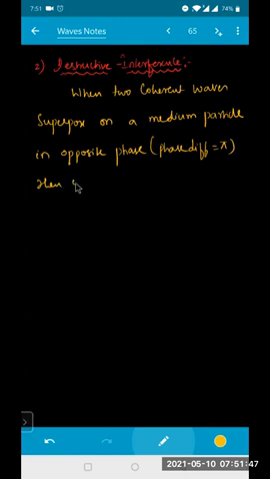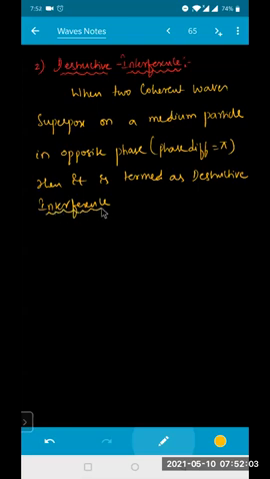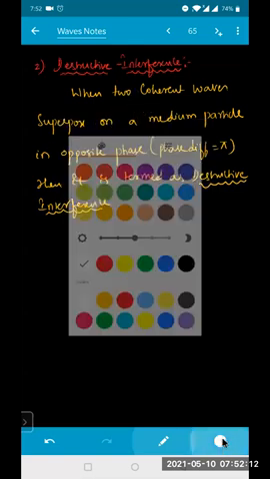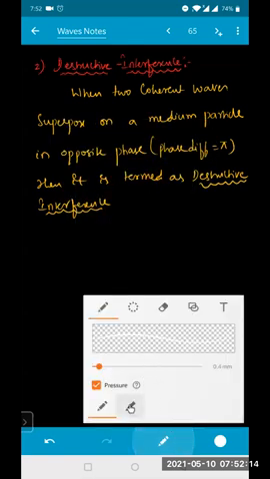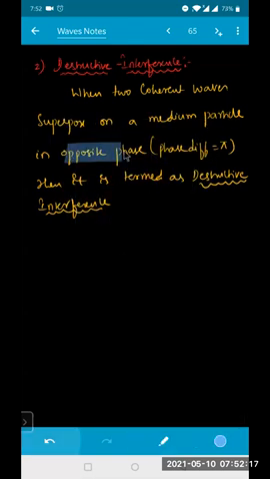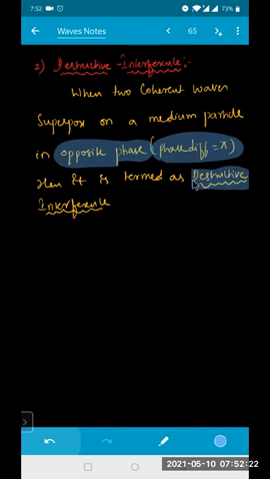Then it is termed as destructive interference. So what do you mean by destructive interference? When two coherent waves superimpose in a medium of particles with opposite phase, or phase difference equal to pi, then it is called destructive interference.